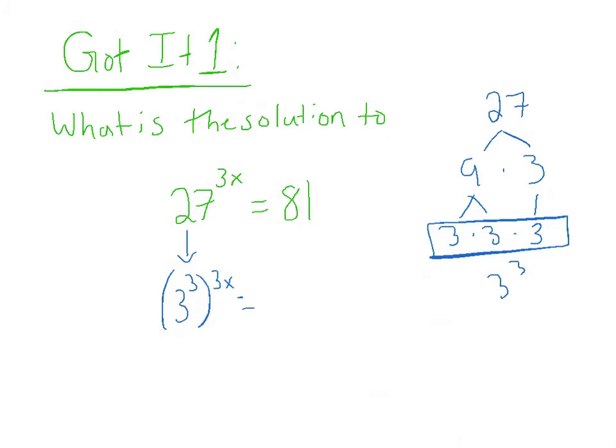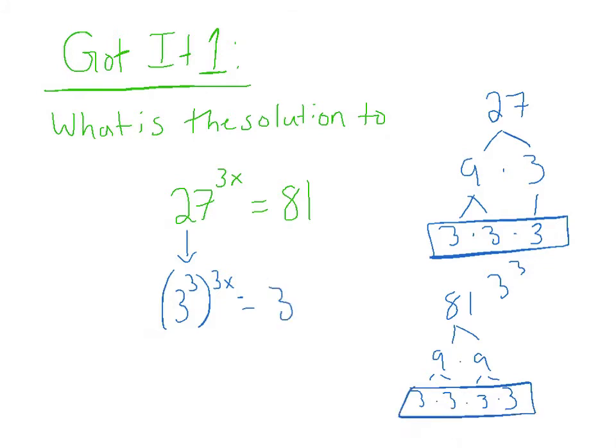And then if I do 81, notice I can break down 81 into 9 times 9, and then both of these 9's can break down into 2 3's. So I have 4 3's, which is 3 to the fourth. So then now I need to simplify the exponents again. So I have 3 to the power of 3 raised to the power of 3x. So again, I'm going to multiply the exponents. So that would give me 3 to the power of 9x is equal to 3 to the power of 4.